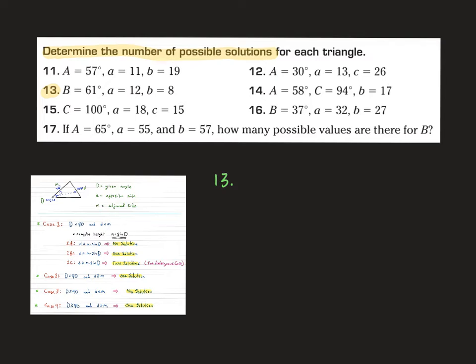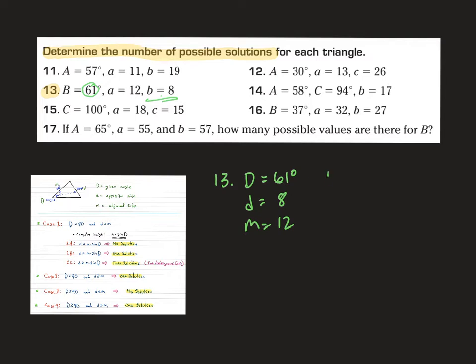And remember, our strategy has been to convert these so that we can use our notes and our cases to decide how many solutions there's going to be. I've got a little small picture of our notes here on the left. Notice that capital D is our given angle, so that's going to be the 61 degrees. Lowercase d is the side opposite of the given angle, so for us, that's going to be this 8 right here. And then the adjacent side, which I'm calling M, is 12.